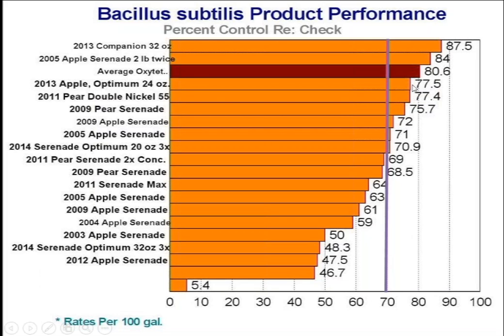So you can see the average Oxytet treatment over the years is about 80% control, and we tend to hover in the 70 to 80% control range with these Serenades and Double Nickel. There's a product called Companion up here that is a home garden product, and I only tested it once, and it seemed to work pretty well, but it's very expensive. It's formulated for the home gardener.